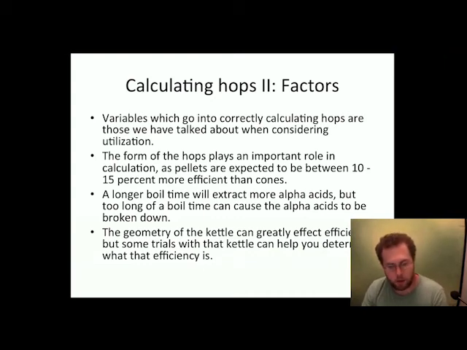The geometry of the kettle can greatly change the efficiency. You can find a lot of different efficiency from smaller systems to larger systems, and this drastic change can make a recipe going from a 5-barrel tank to a 30-barrel brew house have a large difference in efficiency. So you'll have to change the recipe to get it back to where you want it when brewing at that larger volume.